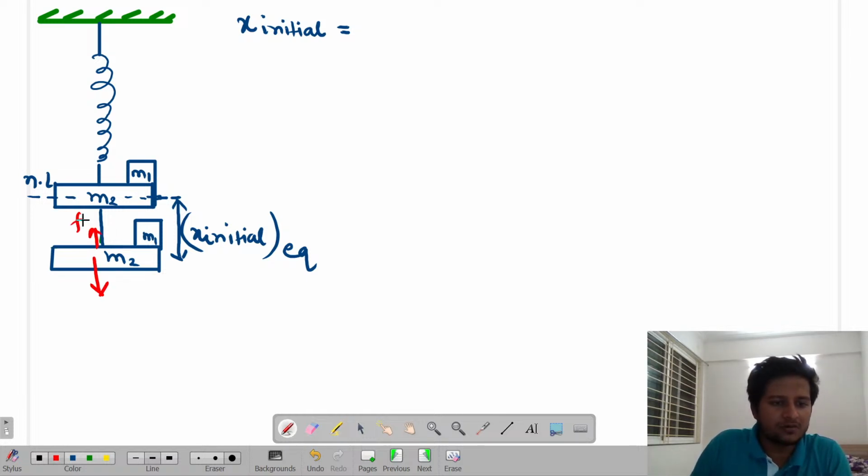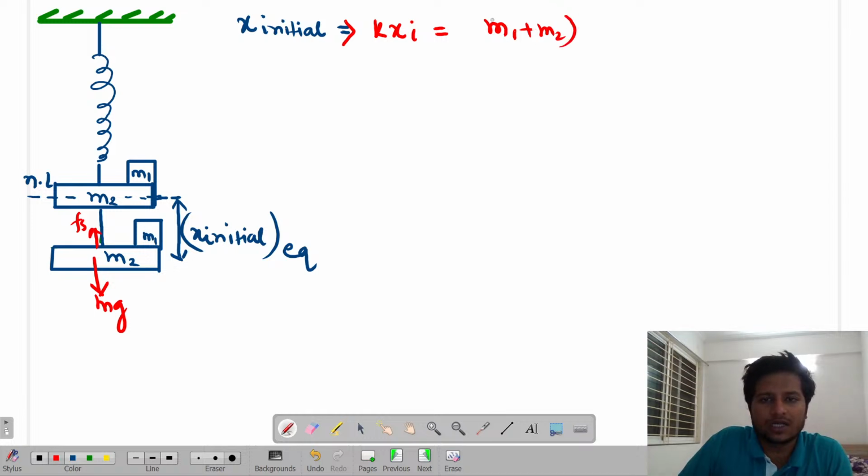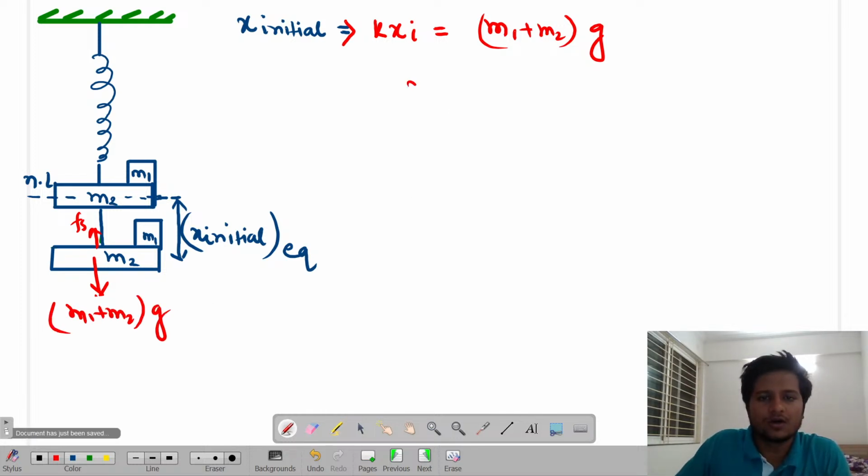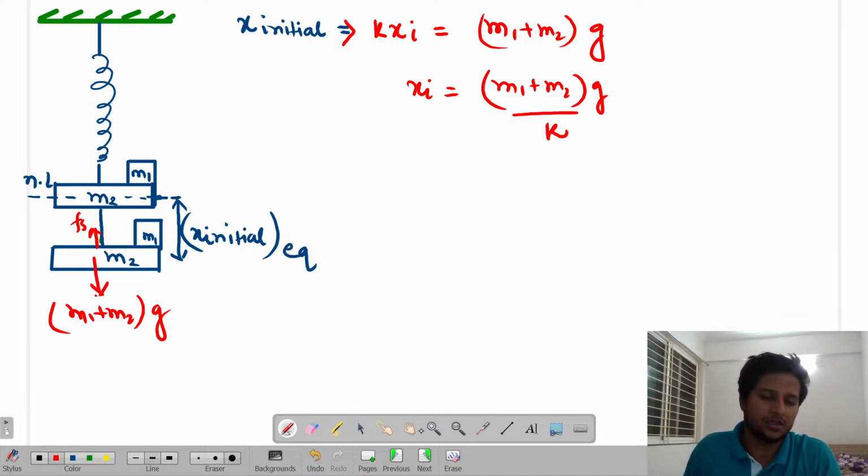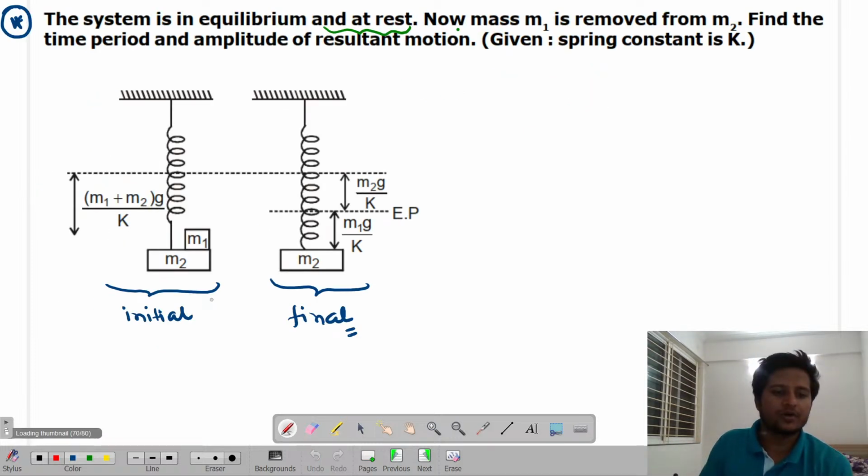So X initial over here, if it is X initial, then the upward spring force must be equal to mg. So upward spring force is how much? Kx initial, and that is equal to total mass, which is m1 plus m2 into gravity g. Basically, total mass you have to consider. So you got your x initial value: m1 plus m2 into g divided by K. Is that clear?